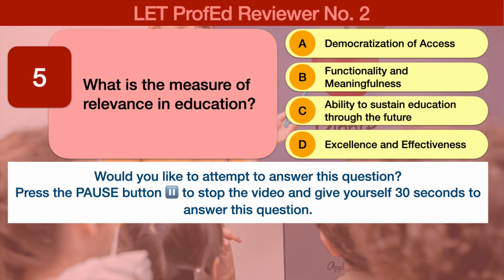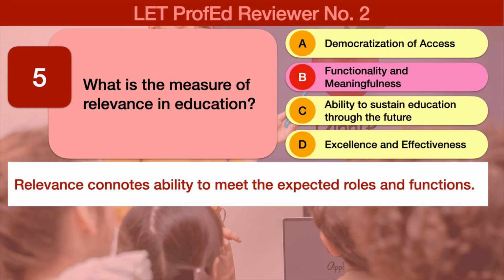Question number 5. What is the measure of relevance in education? A. Democratization of access. B. Functionality and meaningfulness. C. Ability to sustain education through the future. D. Excellence and effectiveness. The correct answer is B. Relevance connotes ability to meet the expected roles and functions.